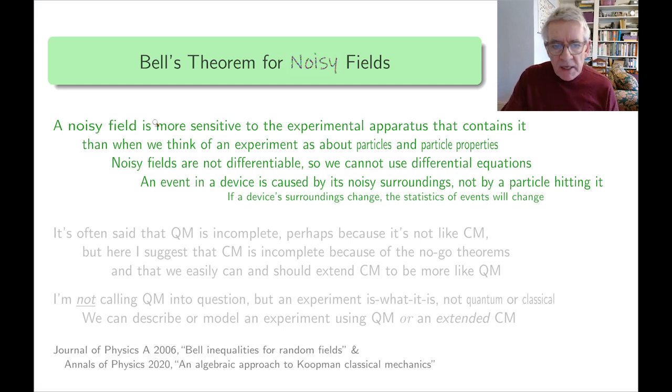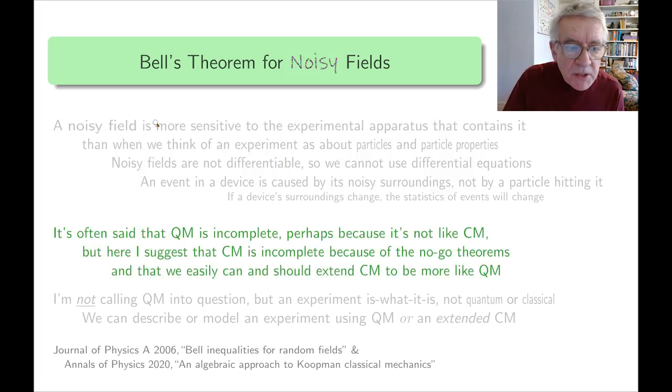We have to use statistics in some kind of way. An event in a device is caused by its noisy surroundings, not by a particle hitting it. And so, of course, if we change the surroundings, then the statistics of events will change, and we can measure those statistics. Now, it's often said that quantum mechanics is incomplete, so people try to complete it by adding hidden variables and in other ways.